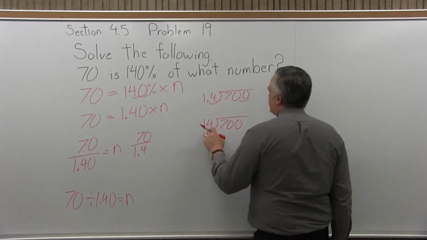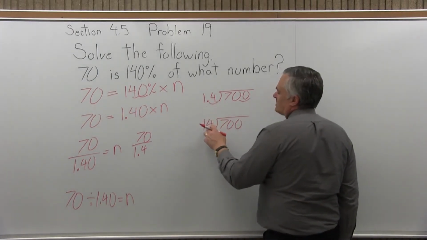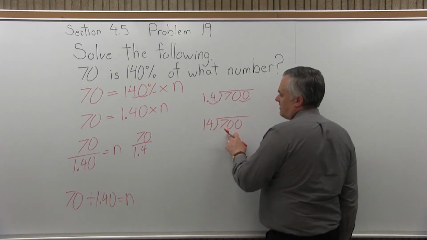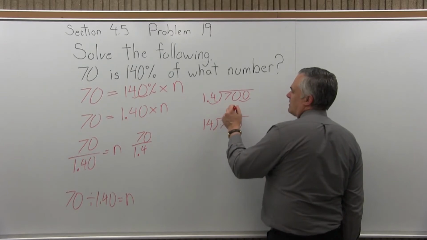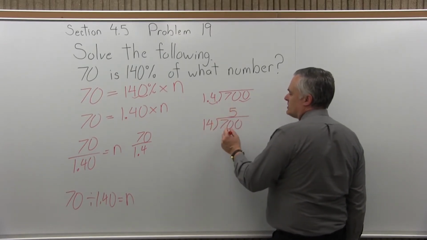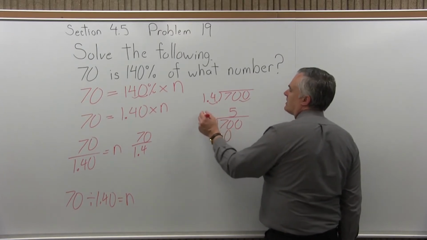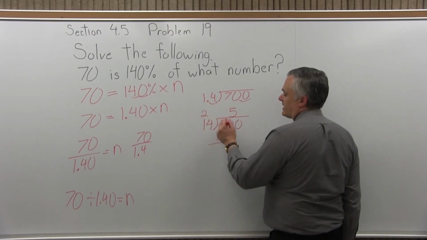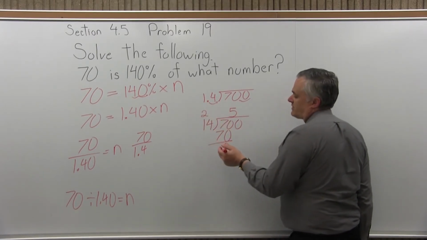So 14 divides into 7, 7's not big enough, it won't go. So 14 divided into 70, 5 should work. 5 times 4 is 20, right? The 0, carry the 2, actually it works perfect. 5 times 1 is 5, plus the 2 more that you carried is 7. So I have 70 minus 70. Fits in perfectly, it's 0.